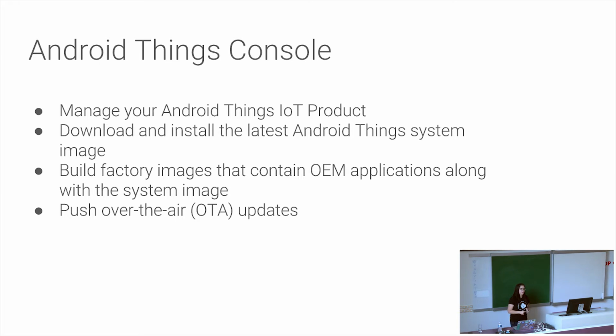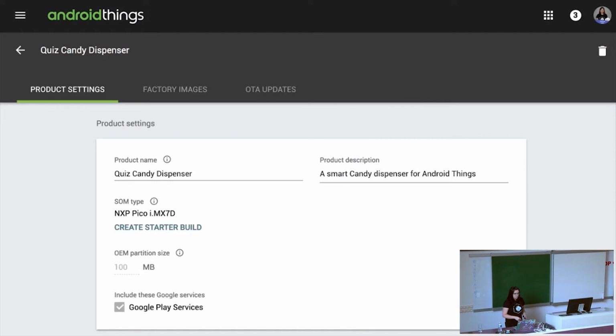And with the Android Things console, this is where you would also push up your OTA updates. So anything that changes, you need to push to the device. You can do this through the Android Things console. And to access it, you can go to partner.android.com/things/console.